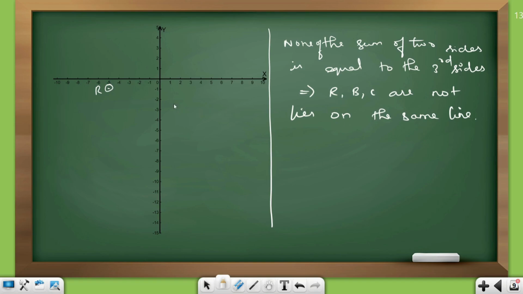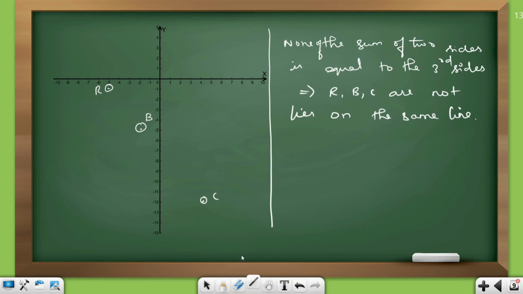Next one is B, which is minus 2 comma minus 5. So minus 2 comma minus 5 must be here, and this is our point B. And the point C is 4 comma minus 12. Yeah, 4 comma minus 12 it is. So it's somewhere here. This is our point C.